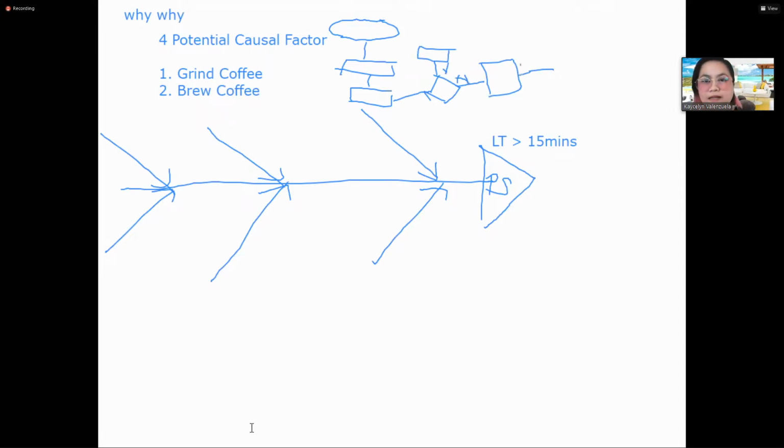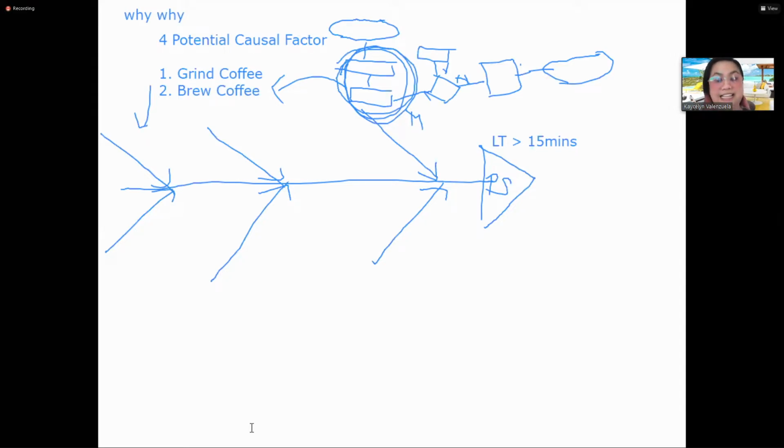Tama ba? So, sa detailed deployment process map, na-identify ko itong dalawang ito as potential causal factor. Sample lang. Okay. So, ito ngayon, dadalhin natin ito during measure phase, ito ngayon, dadalhin natin sa analyze phase.